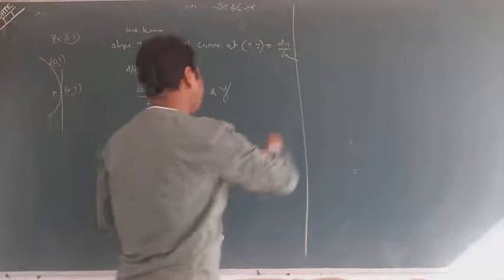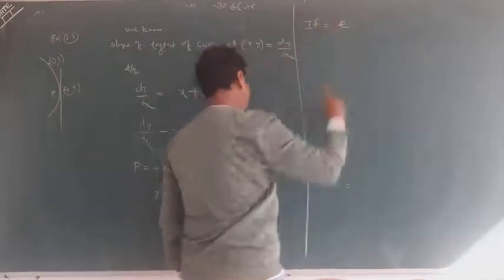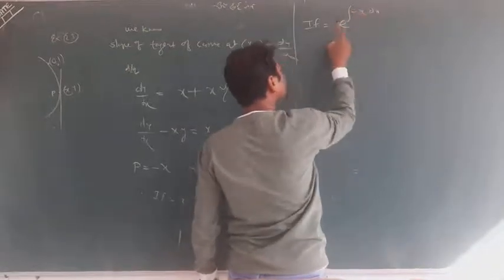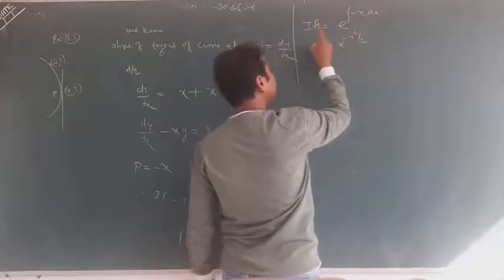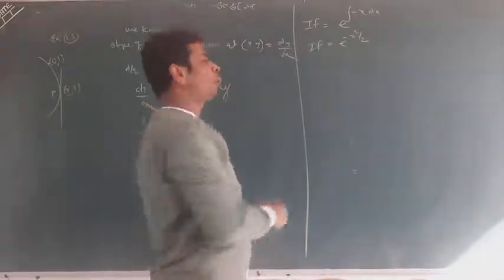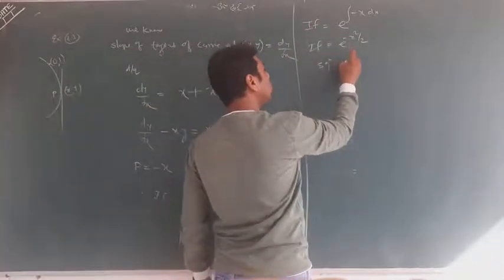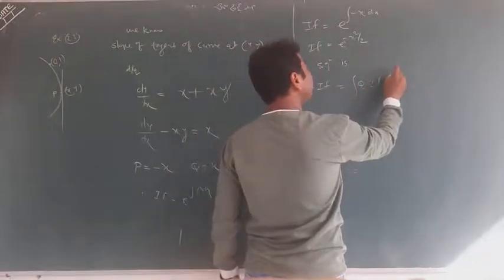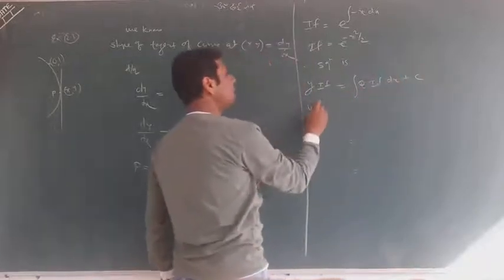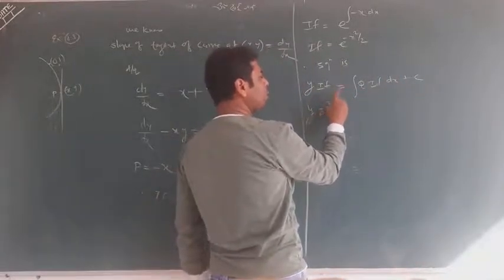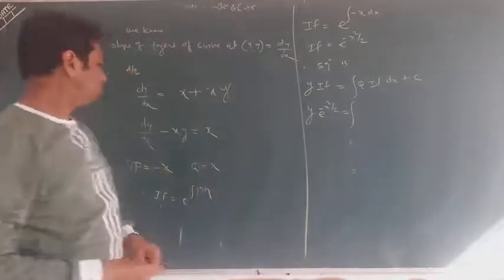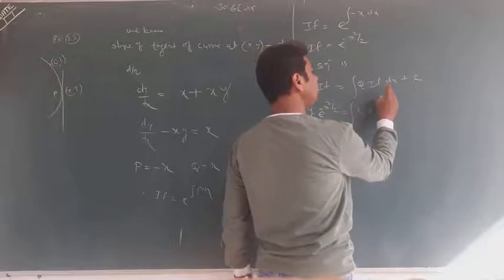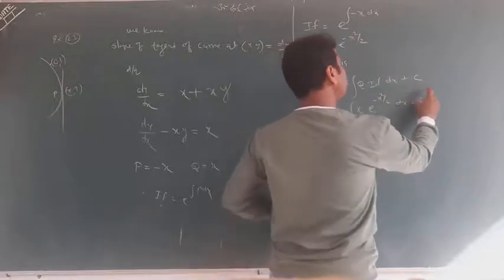So what is the IF now? e to the power integral of P, meaning minus x, so your answer is e to the power minus x square by 2. This is my IF. So the solution is y into IF equal to integral of Q into IF dx plus c. Put the values. IF meaning e to the power minus x square by 2, Q meaning x, so integral of x e to the power minus x square by 2 dx plus c.